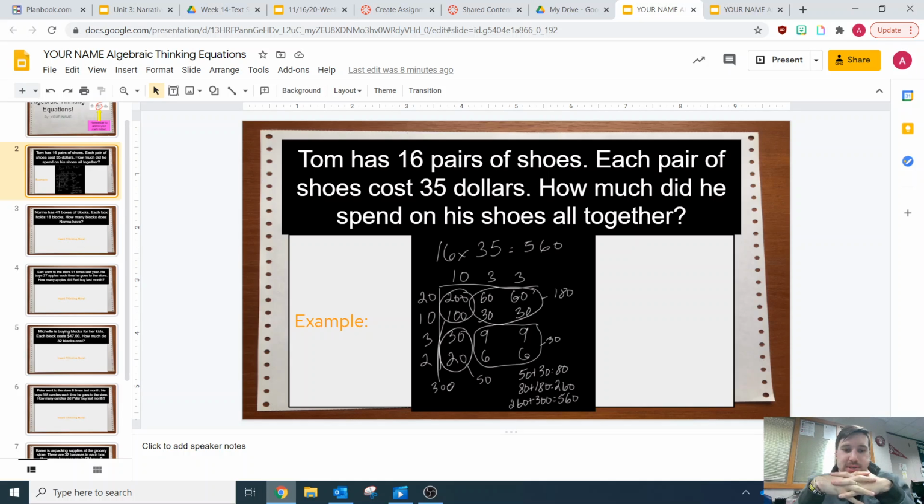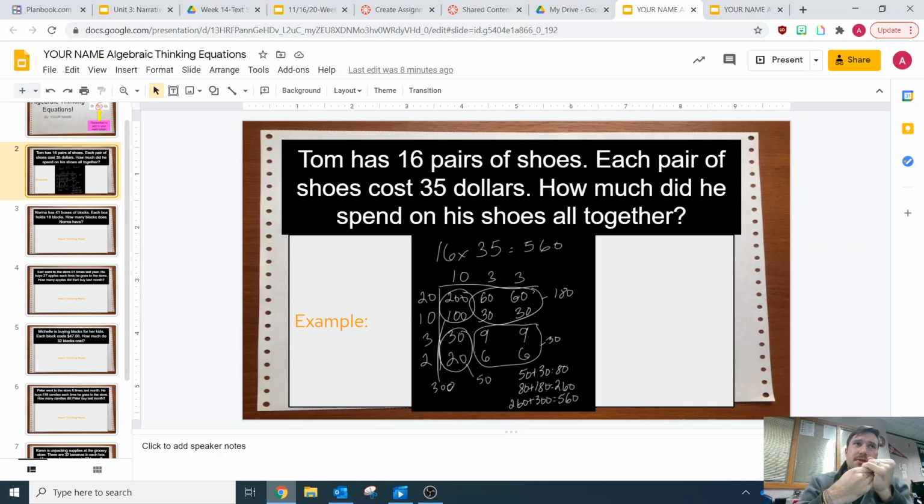Once we figure out what the question is asking us to do, we can start figuring out the important pieces of information and then using that information to get an answer. So looking at this question as an example, Tom has 16 pairs of shoes. Each pair of shoes costs $35. How much did he spend on his shoes all together?